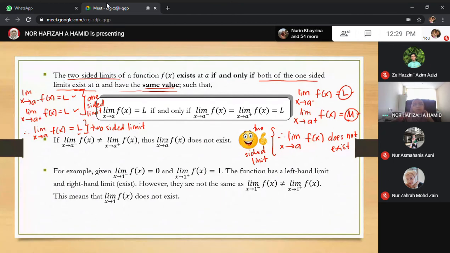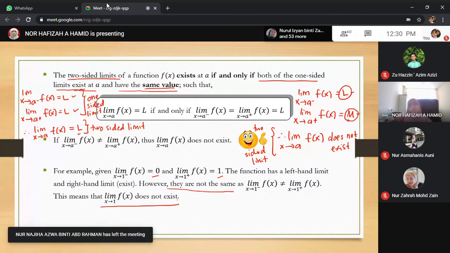Okay, so for example, ni you punya example lah. Example dia given 1 minus dia dapat 0 tapi 1 plus dia 1. However they are not the same, so limit x approach to 1 does not exist. Okay, so ini for definition of one-sided and two-sided limit.